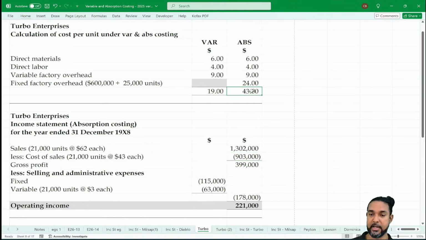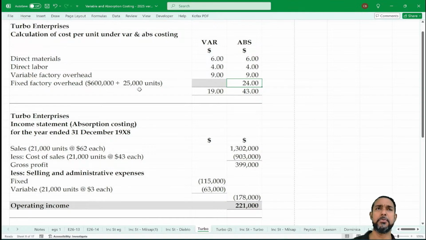This 43 was calculated using this 24. How did we get that 24? We did this calculation here: 600,000 divided by how much? 25,000 units. So when you come down here and do 21,000 by 43, is 21,000 equal to 25,000? No, it's not. What's the difference? The difference is 4,000 units, and those 4,000 units have some of the fixed costs attached to them.